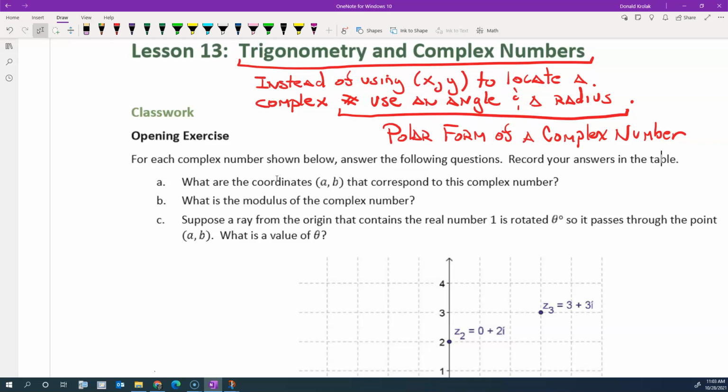So if someone said, well, what's polar form mean? You're just describing the location of something using an angle and a radius. You know how on a map we use X and Y coordinates? Well, you could also describe locations on a map using an angle and a distance.